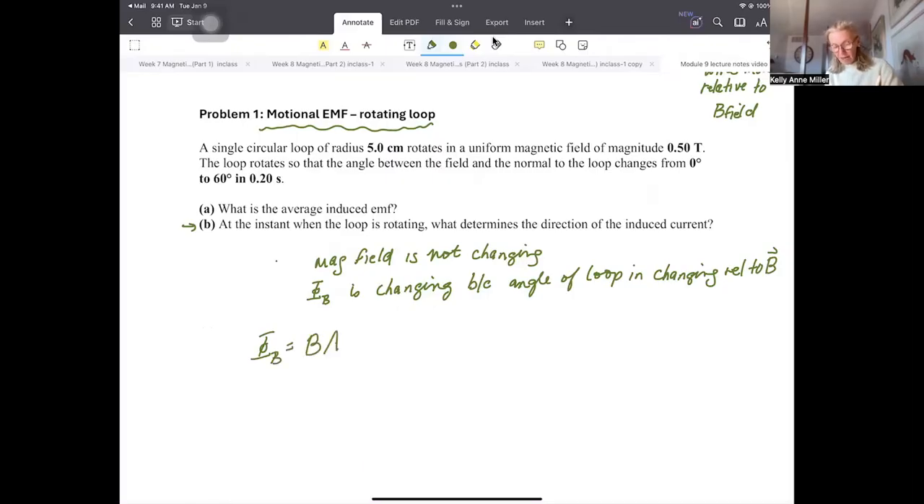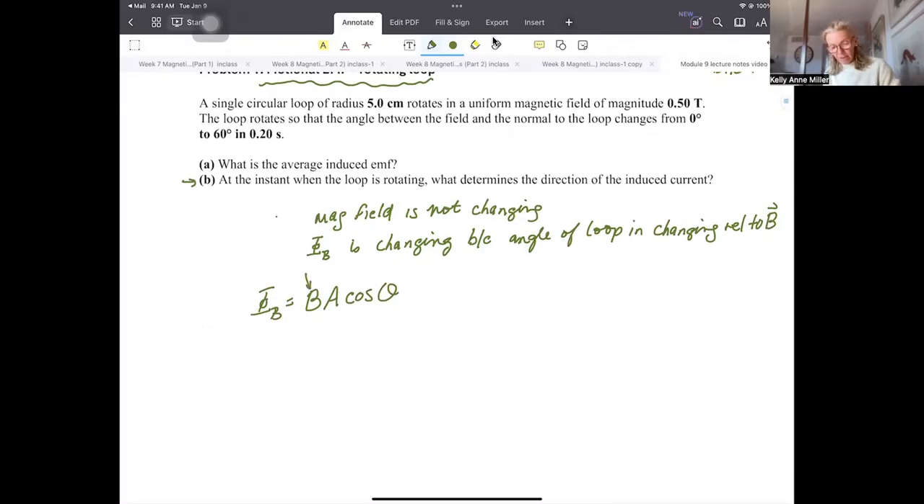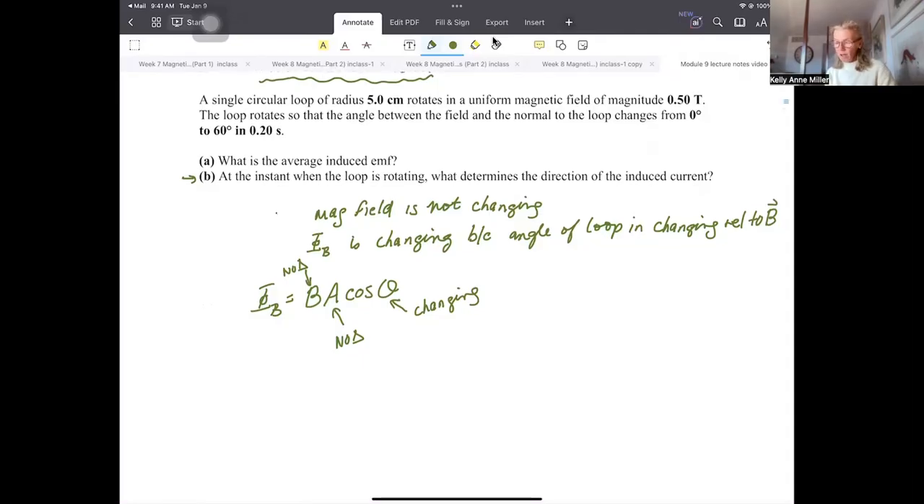So B A cosine theta. So this is static, right? There's no change to this. There's no change to this, but this is changing as the wire rotates around in the field. Okay, so what we're going to do is we're going to calculate the change in flux as a function of time.